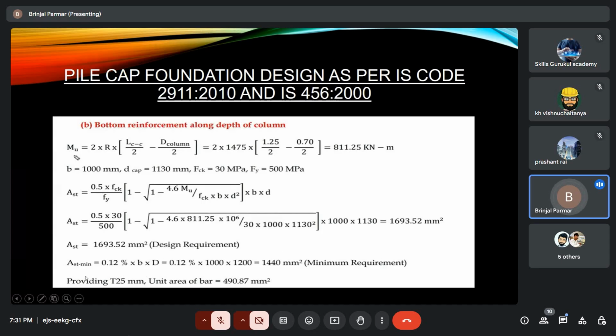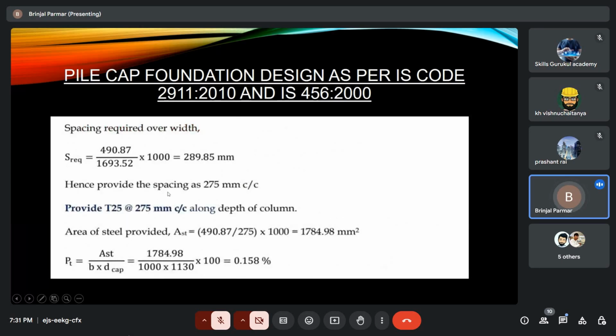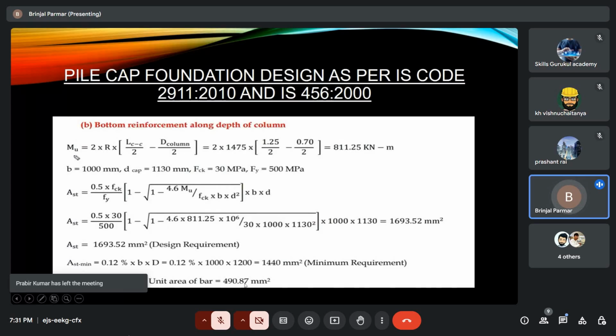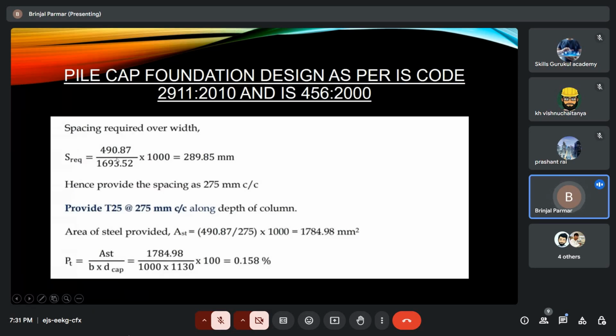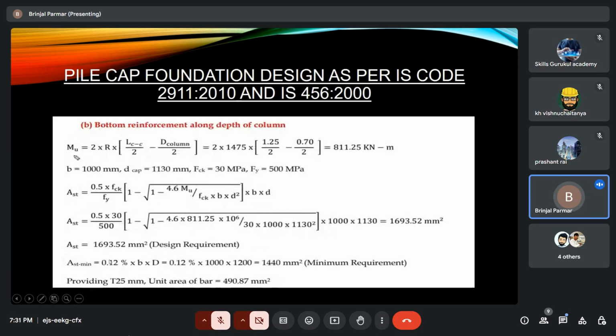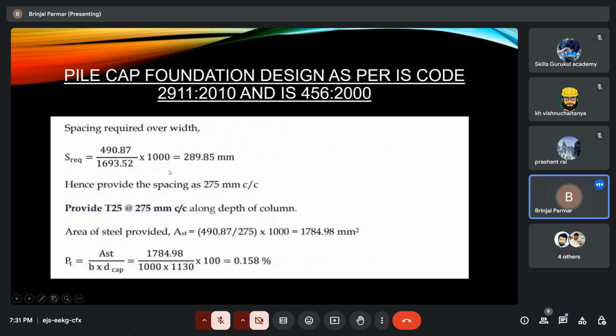And now we already take this, so I think we don't want to repeat that. So we have to find the spacing required over a width. We consider unit area of bar 490.87 providing T25. So 490.87 divided by 1693.52, as per Ast minimum Ast, into 1000. So we get 289.85. So we consider 275 mm center to center spacing. So provide T25 at 275 mm center to center along depth of column.